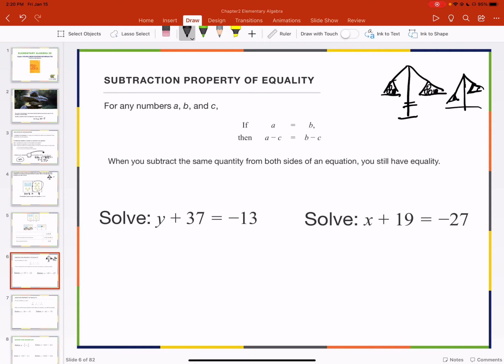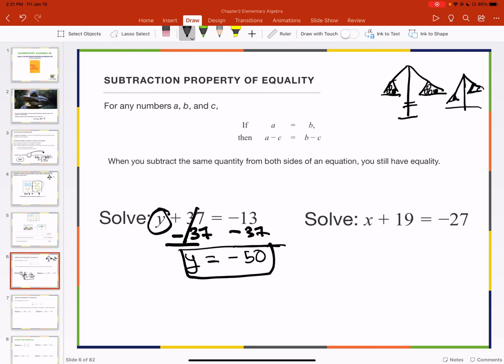Okay, so let's look at what that would look like. Here you have y plus 37 is equal to negative 13. Let's say I want to get this y by itself, and I do the opposite, which is subtract 37. I can do the same thing to the other side, and I maintain the equality, okay? Because 37 minus 37 is just 0. I don't need to be writing down 0. I know it doesn't change the value of the y. So negative 13 minus 37, remember, same signs add, and this is going to become negative 50, sorry.